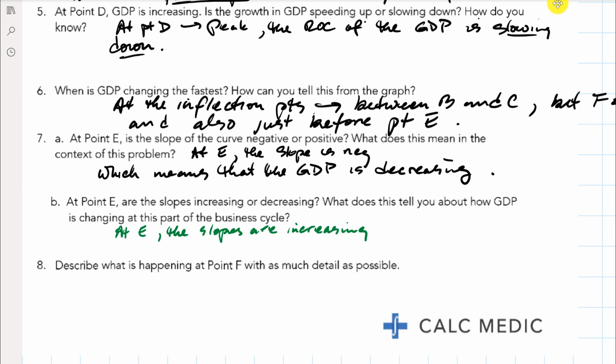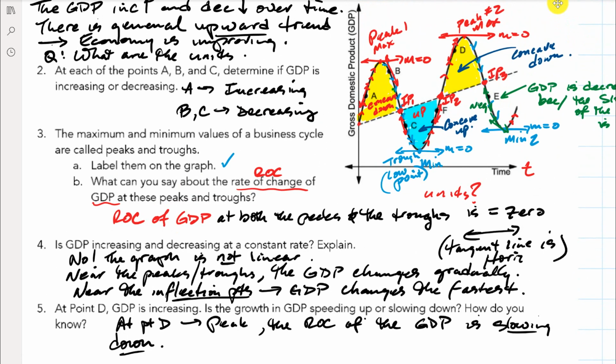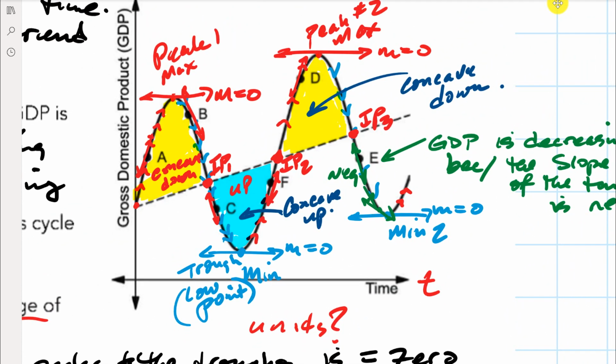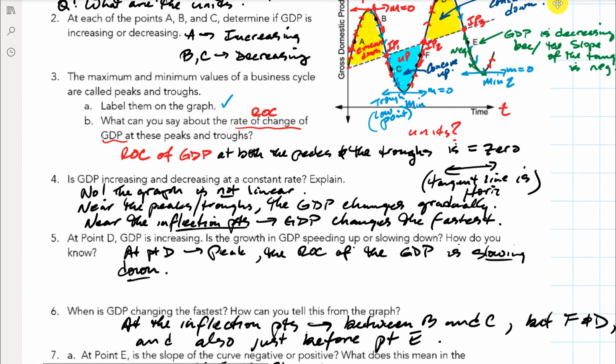Describe what is happening at point F with as much detail as possible. Where's F on the graph? Let's zoom in here. Find F here, and notice F is right before the inflection point. So definitely there, the GDP is increasing, and it's coming close to the inflection point where the GDP is actually increasing the fastest, because it has the steepest slope there at the inflection point. So at point F, the GDP is increasing at an increasing rate because you're approaching the inflection point.